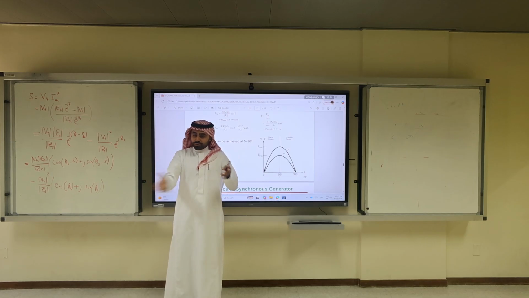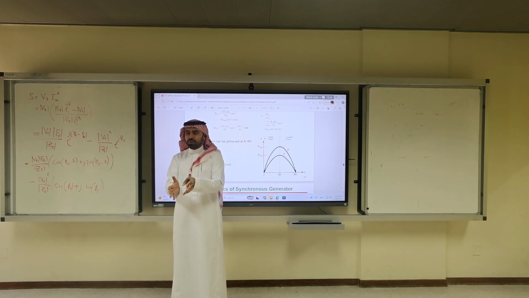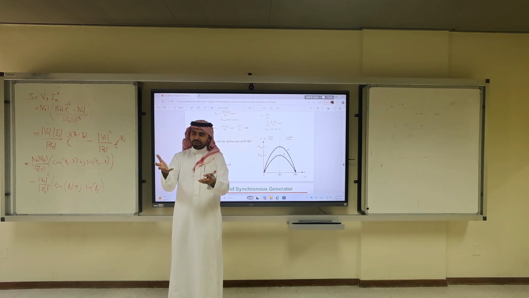If you move the rotor faster, the frequency will change, the magnitudes will change. But if you even change the excitation voltage of the rotor, you can also change the magnitude and the angle of EF. But it's not only that.